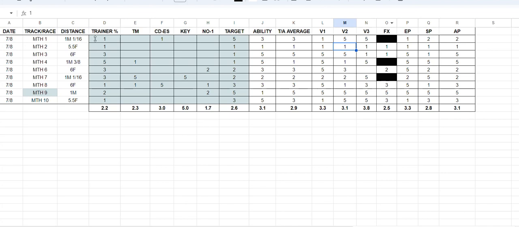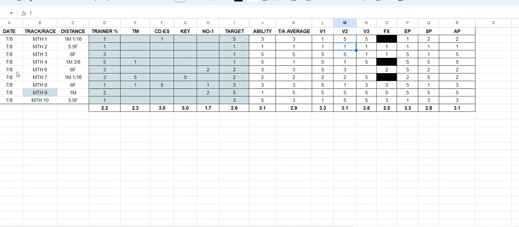Now, this area over here is my qualitative data. I have it shaded because it's somewhat skewed, because not every race has a horse that comes off a turn move. Not every race has a horse that's a class dropper with early speed. Not every race has a horse coming out of a key race, and so forth, okay?